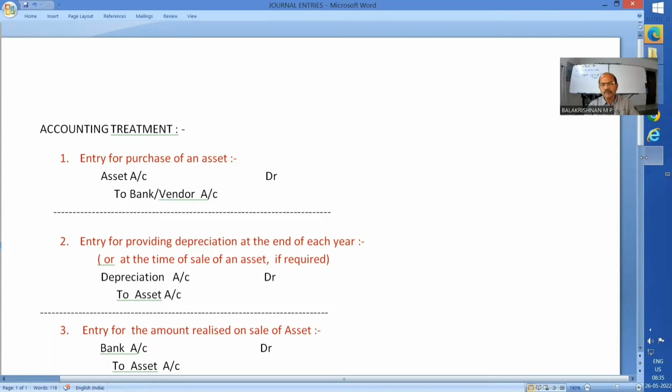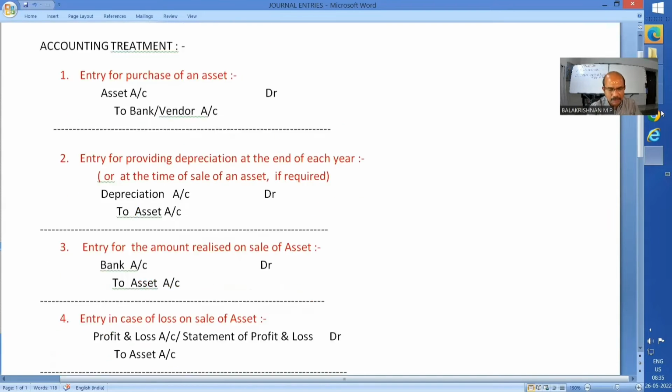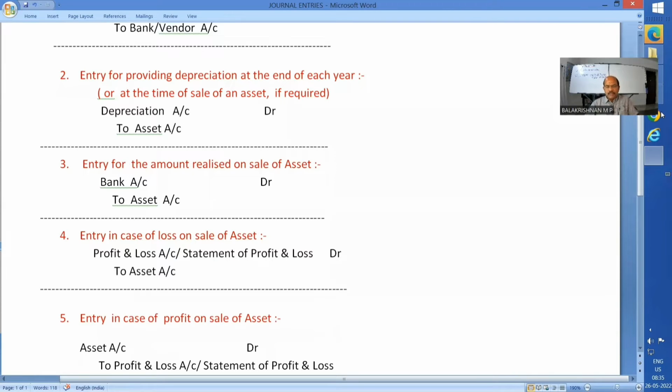Whenever you have to pass a journal entry for depreciation, whether in connection with the sale of an asset or the customary year-end depreciation, the entry will be depreciation account debtor to asset account. Next one, entry for the amount realized on sale of an asset: bank account debtor to asset account.